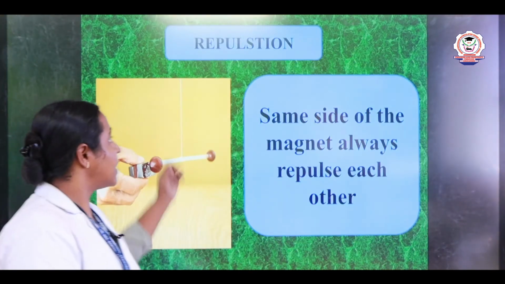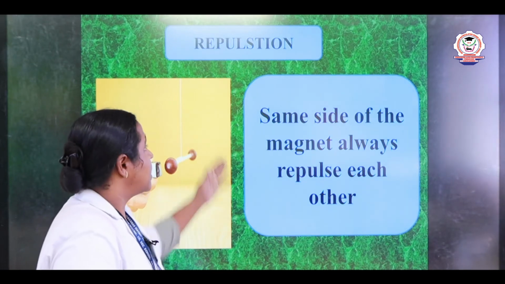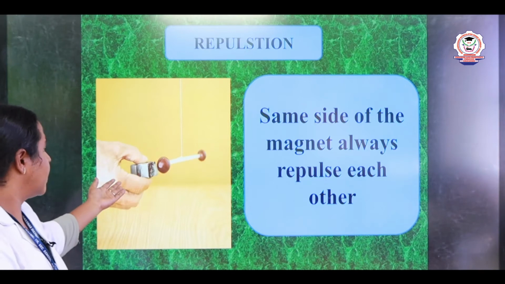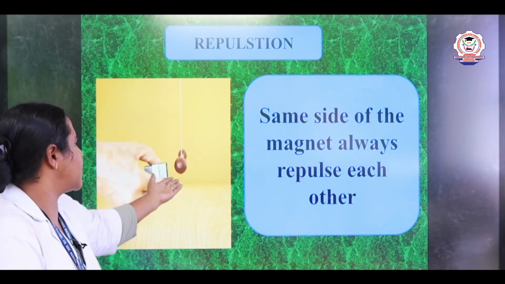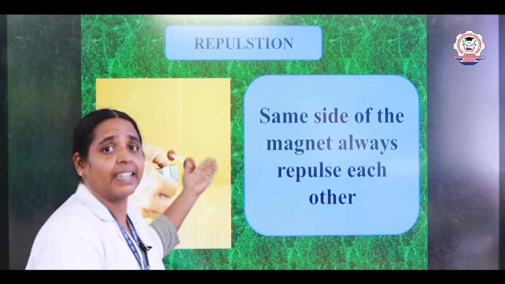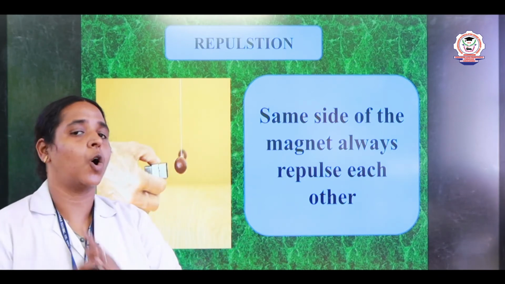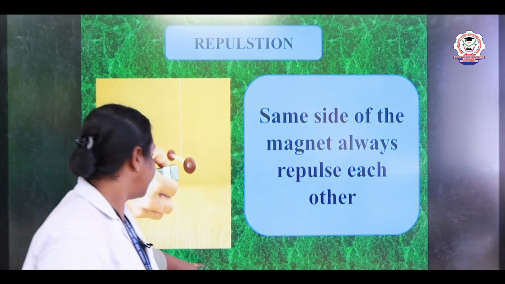Next we can see the repulsion. What is repulsion? The same side of the magnet always repels. You can see this GIF. Here these are the same sides, they cannot attract each other. For example, north and north always repel each other.